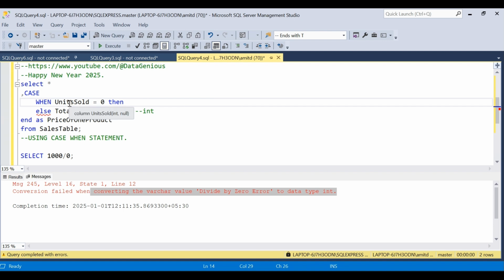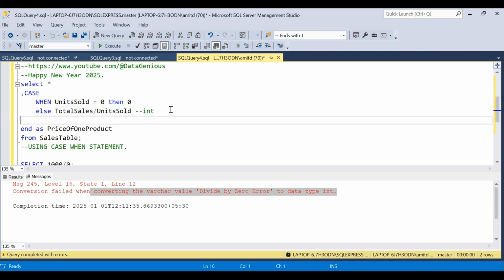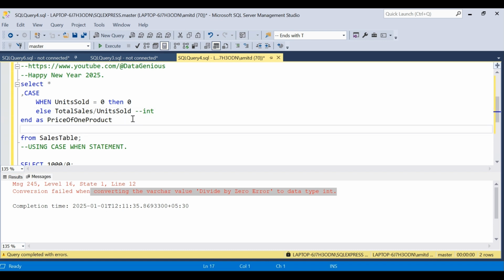See, case when unit sold is 0, then I want 0. That is fine. Else, what I want is total sales divided by unit sold. Fine. Now, end as product price, right?